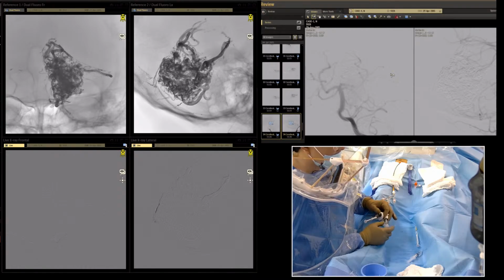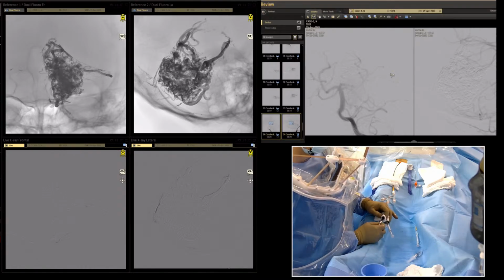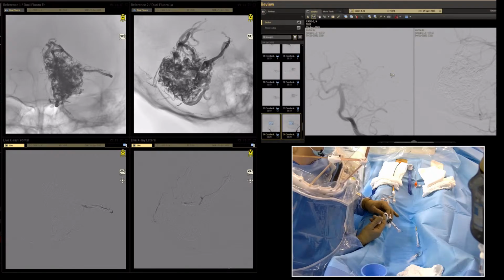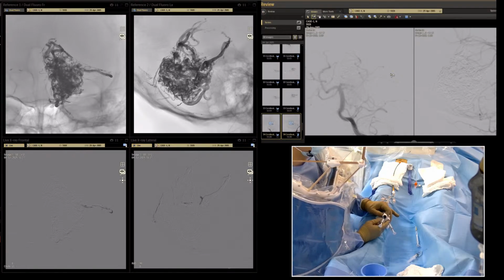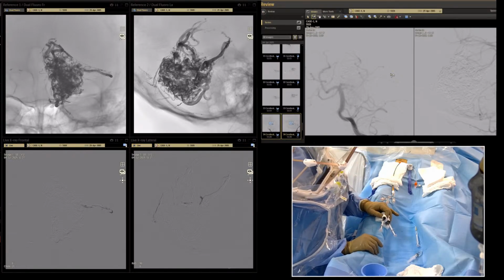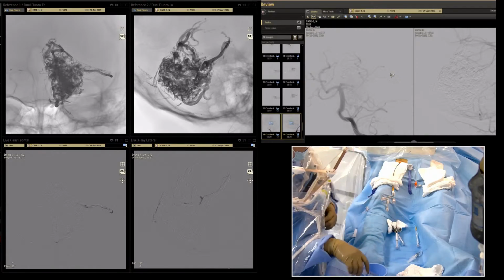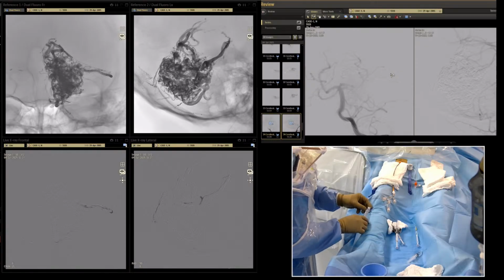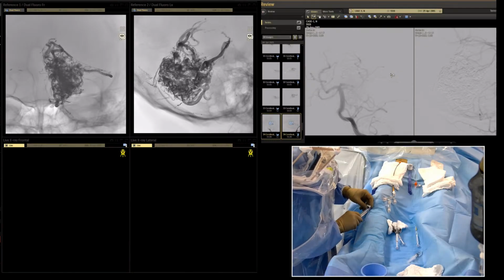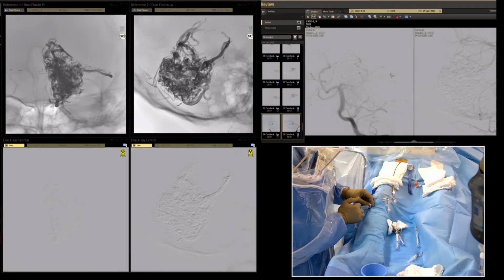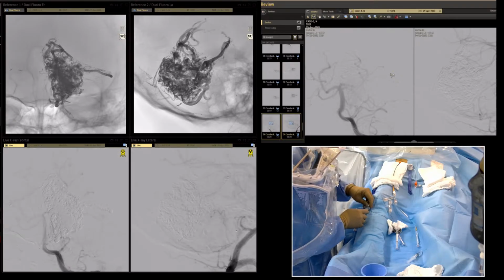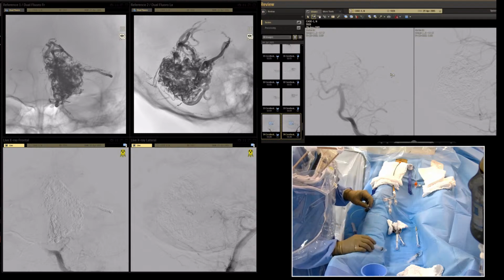Okay, now there is a little bit of reflux. It's badly visible, but I think it's reflux. And also reflux here. We need to stop. Okay, I think it's quite a safe situation to finish this session. And the right PICA territory we can leave for the next time. And it shouldn't be any problem.